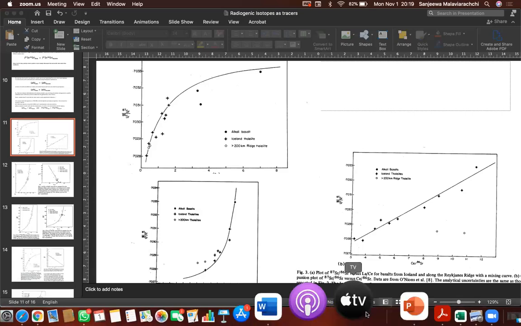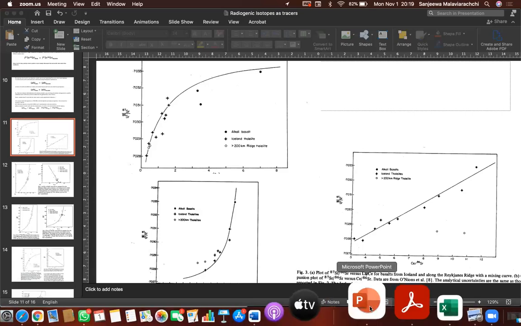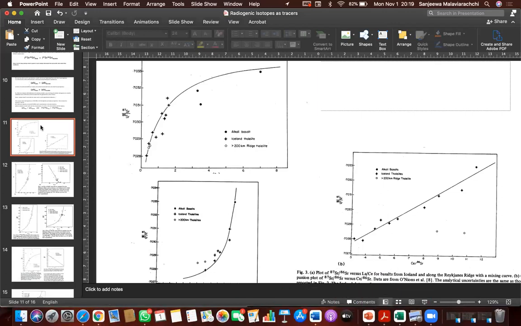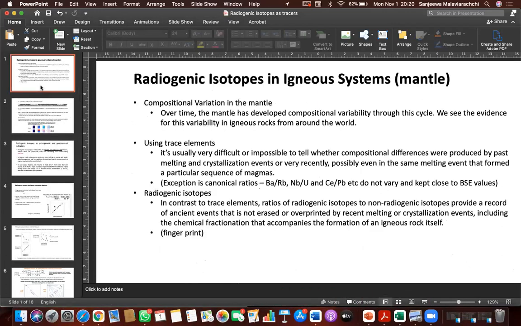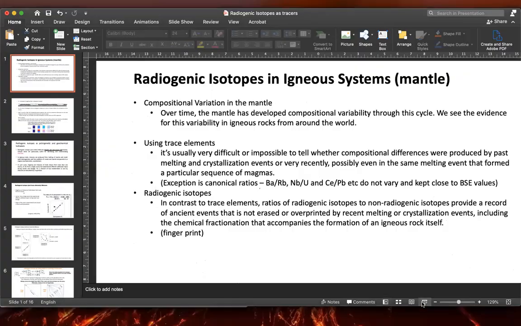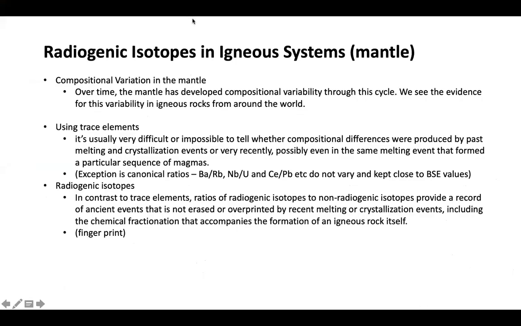Okay, right. So now we will move to the last section of this lecture series, that is under the mantle isotopes and the geochemical tracers. Okay, so I will share the presentation. Can you see the presentation now? Is it clear, the presentation? The font size is fine?